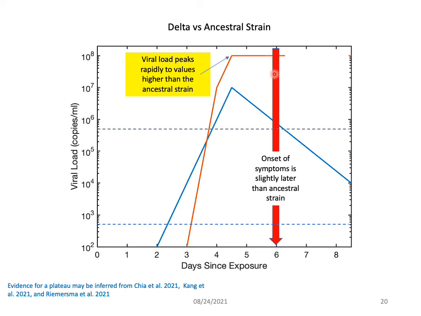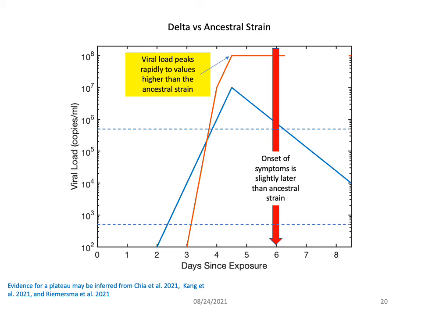It also seems that the onset of symptoms in Delta-infected individuals is slightly delayed compared to the onset of symptoms in the ancestral strain. It takes about 6 days for patients to show symptoms in the case of Delta compared to about, as we mentioned, 5 days in the ancestral strain. This makes it possible for people to spread Delta unknowingly while feeling well and showing no symptoms.